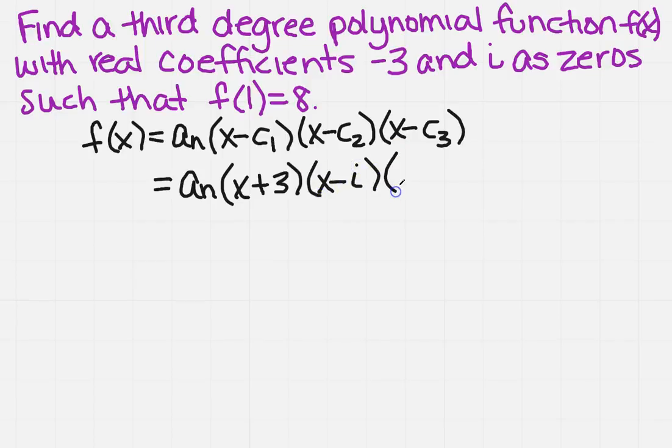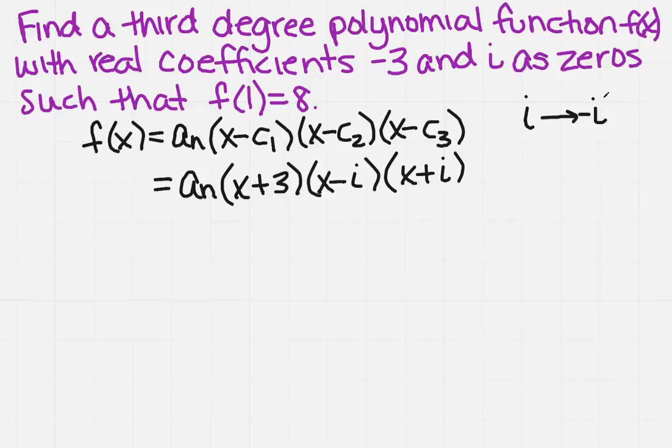Now remember, whenever you use i, you have to use the conjugate, which is minus i, so that you have a real coefficient. So this would also be x plus i. So remember, if you have i, you must also have negative i. Okay, so I've got it broken down a little bit more. Now, we have already found what c1, c2, and c3 are. So where will we go from here?